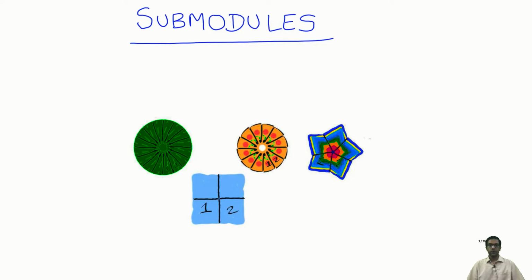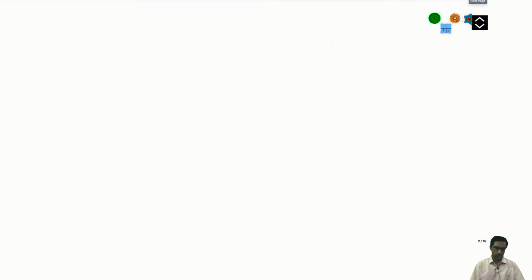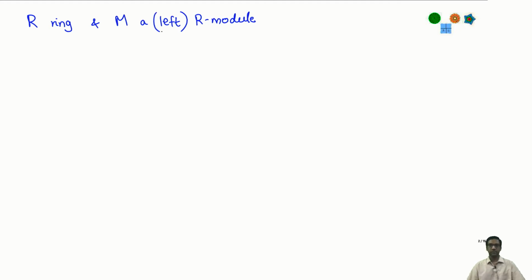We'll start talking about submodules next. So what's a submodule? Here's the definition. If R is a ring and M is a left R module. Again, as I said a few times already, we will usually just suppress this word left, and when we say just R module, we usually mean left R module.